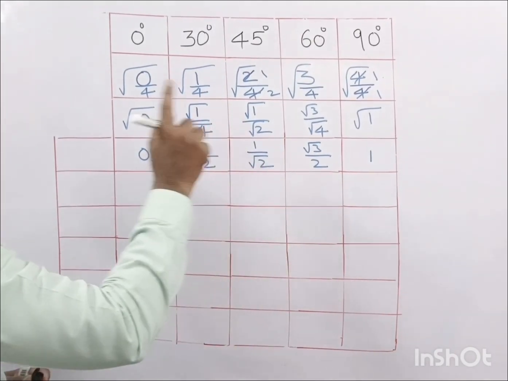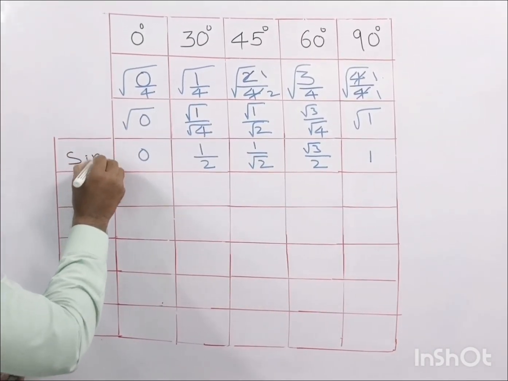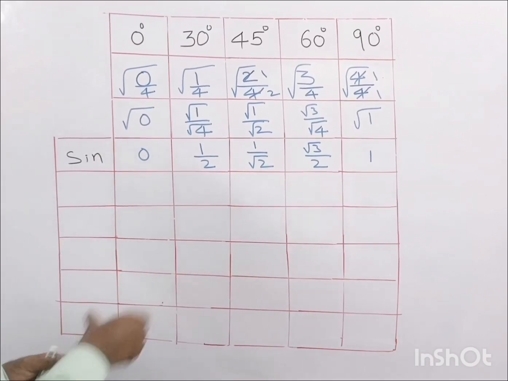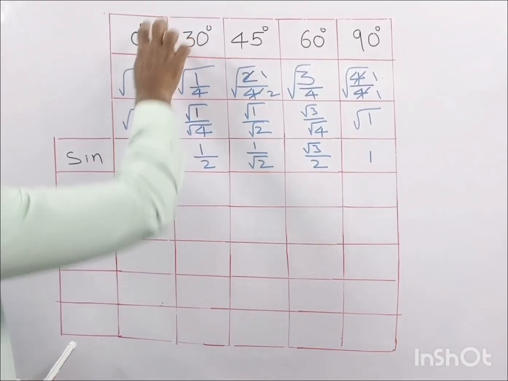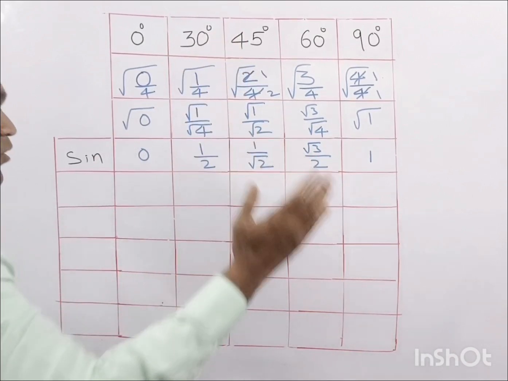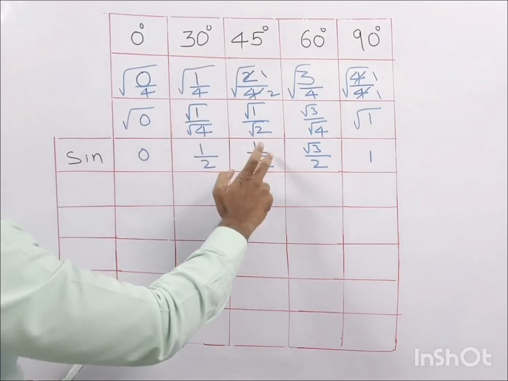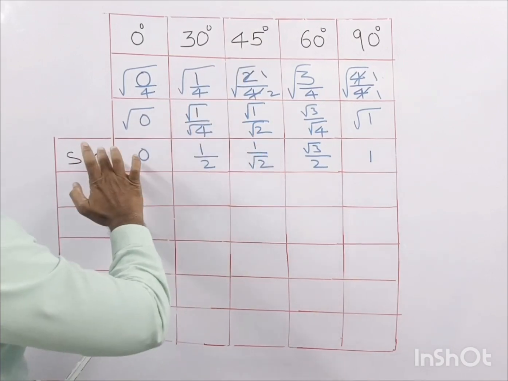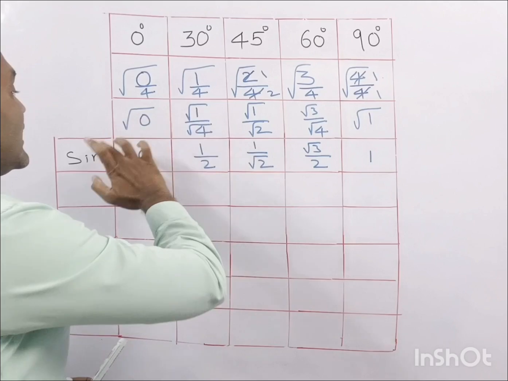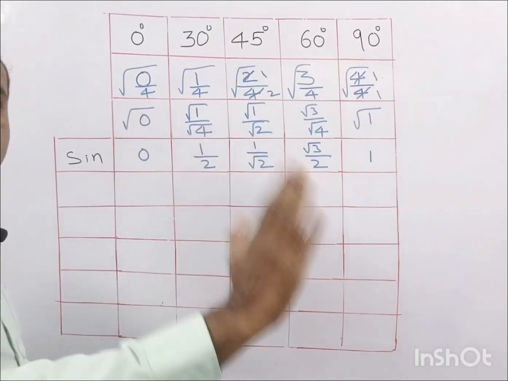This is the value of sine. How to read this? Sine 0 degrees is 0, sine 30 degrees is 1 by 2, or 1 over 2, 1 upon 2. Sine 45 degrees is 1 divided by root 2, sine 60 degrees is root 3 by 2, and sine 90 is 1. This is the first row, which is sine.